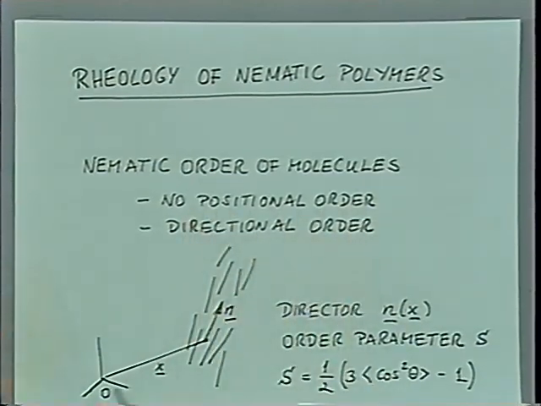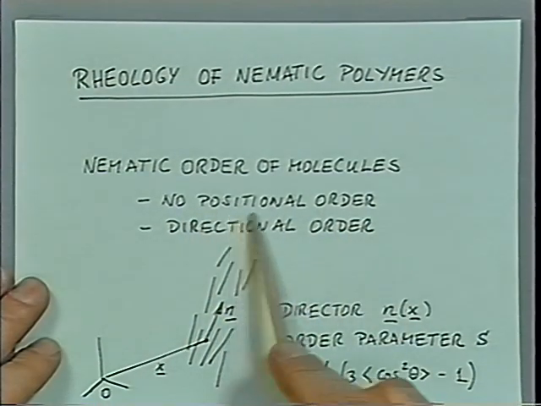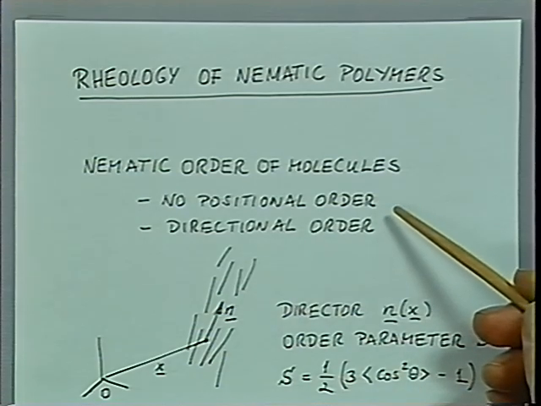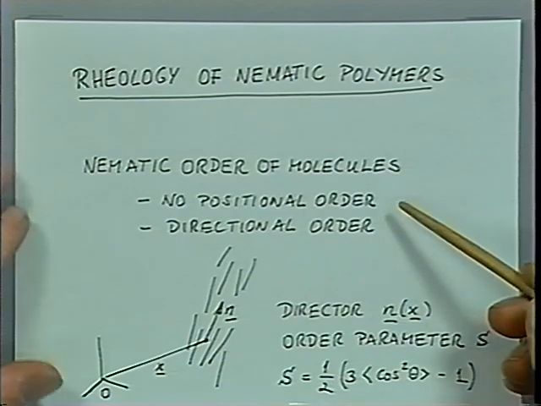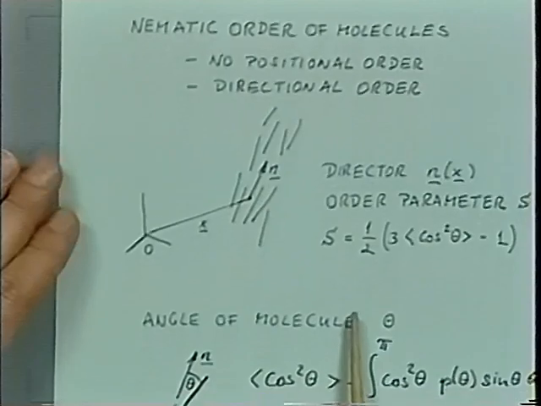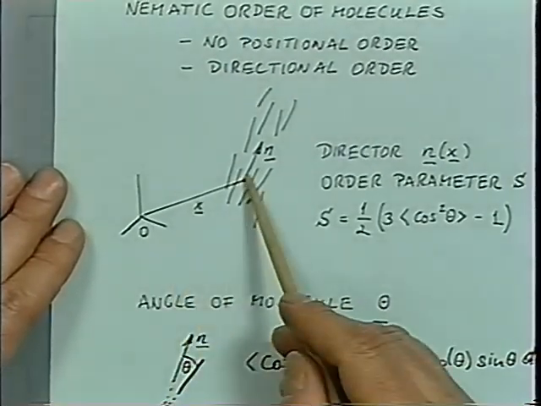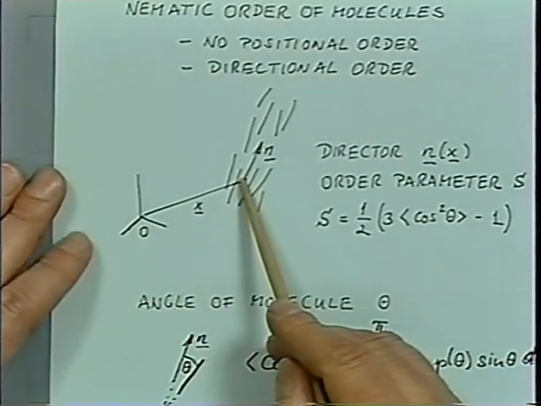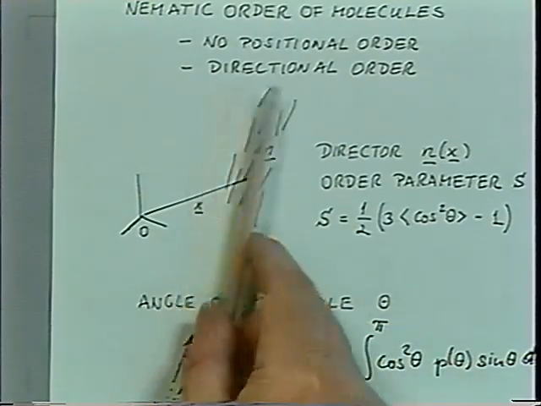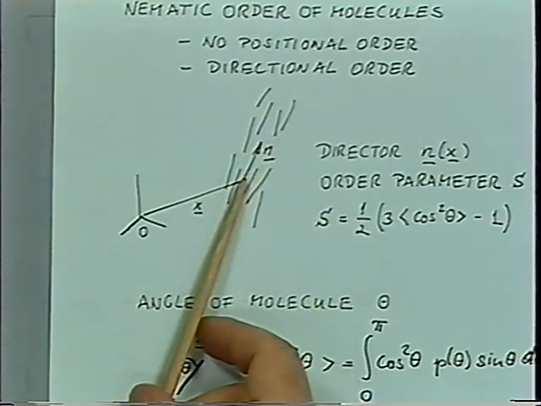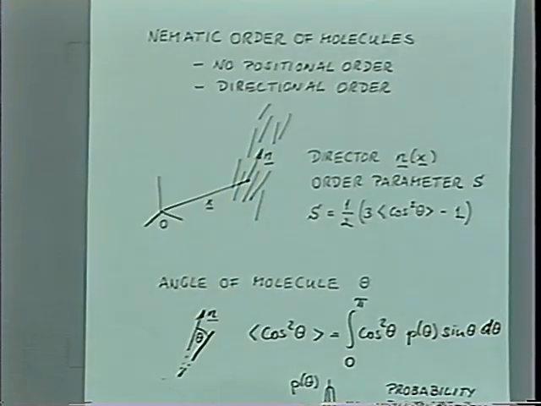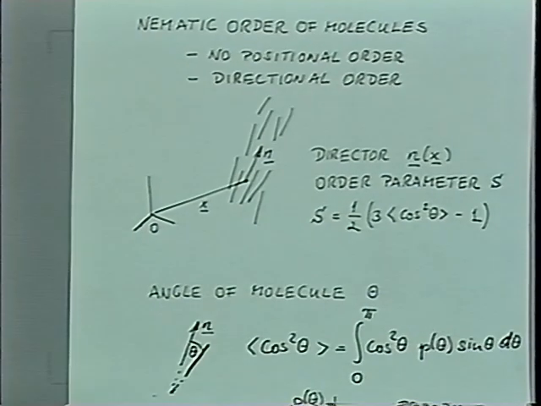The molecules can freely move around. They have no positional order, they can change their position freely, but they have a directional order. And that's described in the following way. At position X, here we pick a point X, the molecules are locally aligned around a principal direction, and the average direction is called the director, and it's given by a unit vector n.